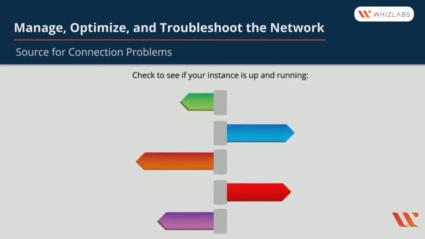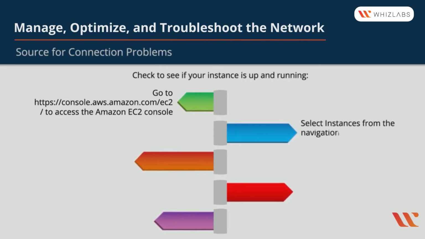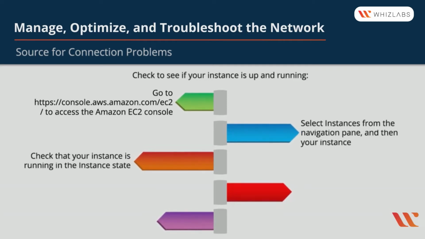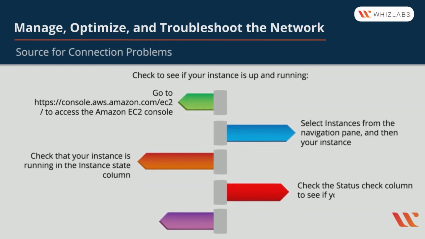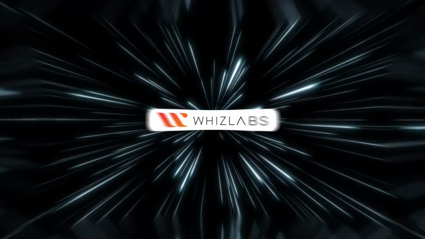In order to do that, you can perform the following steps. Firstly, you go to console.aws.com/ec2 so that you can access the Amazon EC2 console. Then select the instances from the navigation pane and then your instance. You need to double check the following things. Check that your instance is running in the instance state column. Check the status check column to see if your instance passes the 2 status checks. And finally, confirm the basic requirements for connecting to your EC2 instance.